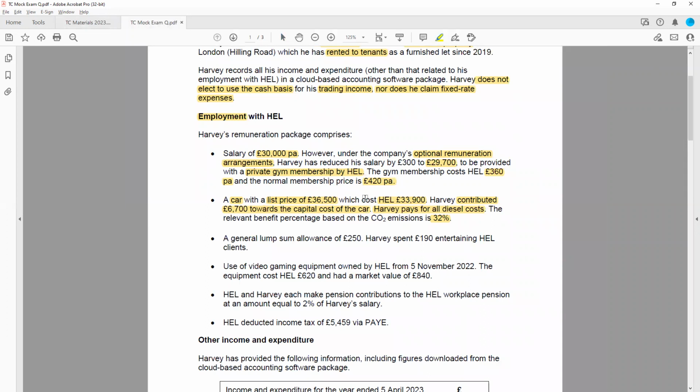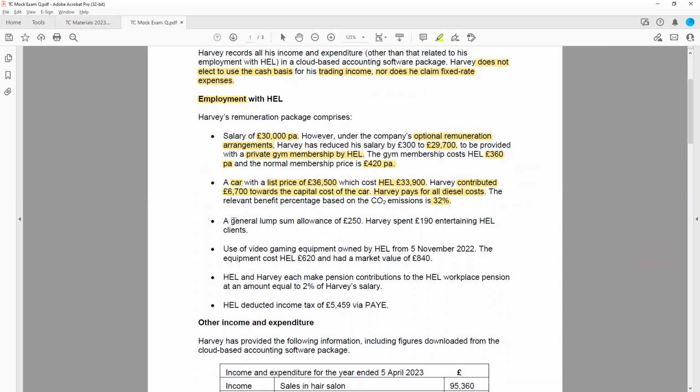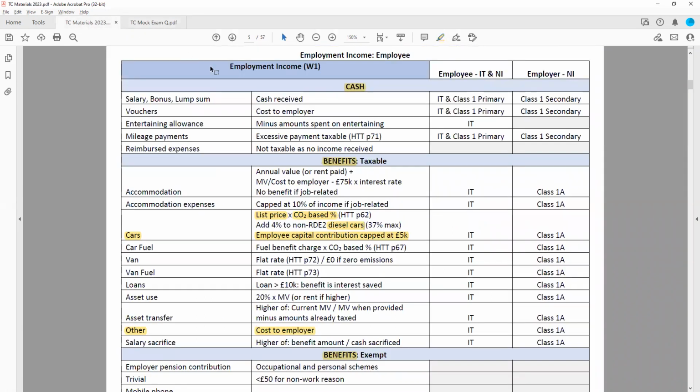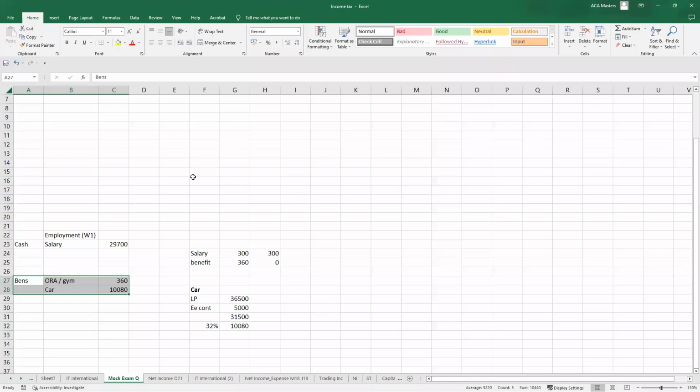So then that's the car dealt with. Then we can come on to the next one. So a general lump sum allowance of £250. Harvey spent £190 entertaining HEL clients. So he's received a general lump sum allowance. That's just taxable. Okay, it's just a general lump sum. It's just additional cash. Think of it as like an additional part to his salary. That's going to be taxable. That's quite straightforward. Lump sum, £250.